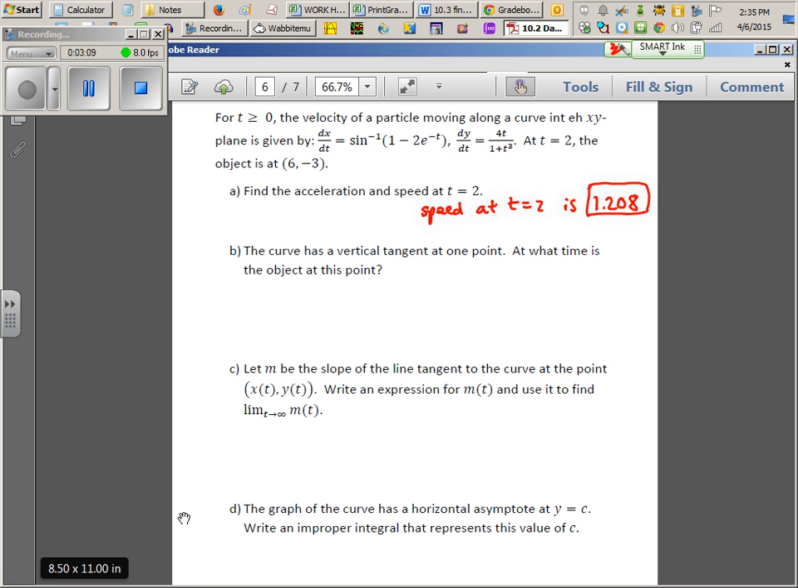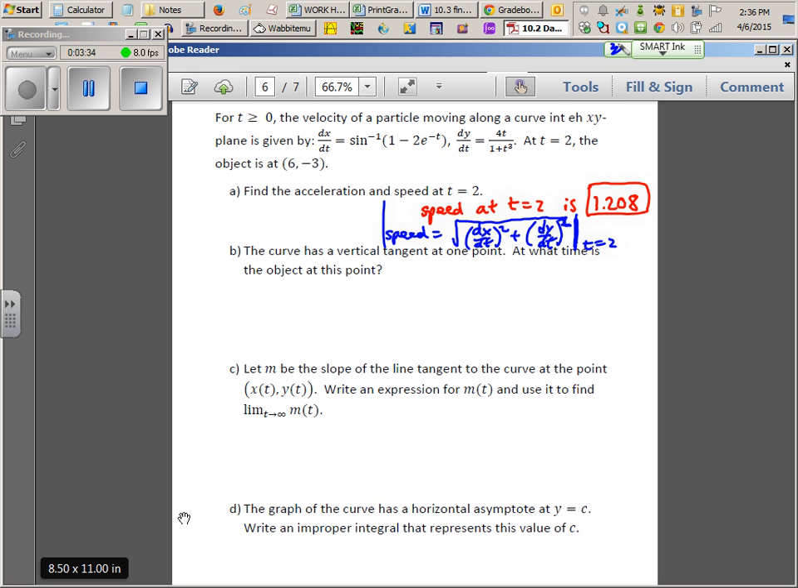Now, to show some work, because this is often graded, I would write speed equals the square root of (dx/dt) squared plus (dy/dt) squared, and then make a little note that this is at t equals 2. So we draw a little vertical bar and put t equals 2 there.